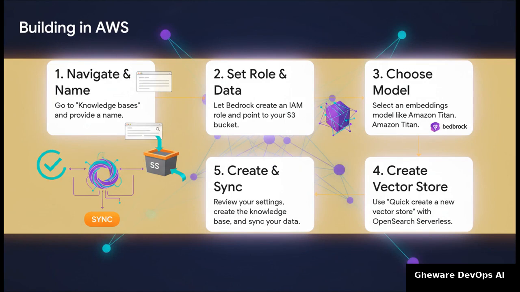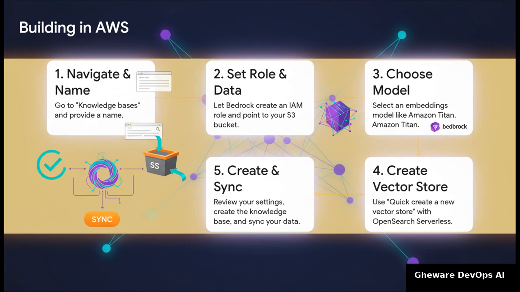First, get your documents into an S3 bucket. Simple enough. Second, in the Bedrock console, head over to Knowledge Bases. Third, give it a name and let Bedrock create a new service role for you with just one click. Fourth, you connect your data source. Just select S3 and paste in your bucket's URI. Fifth, choose your embeddings model. The default, Amazon Titan, is a great place to start.